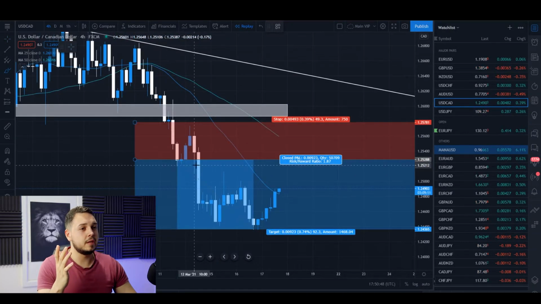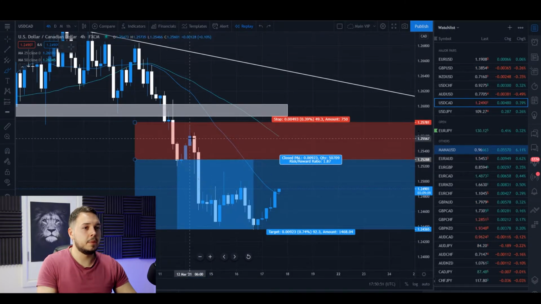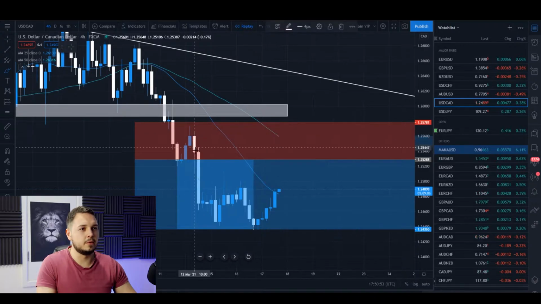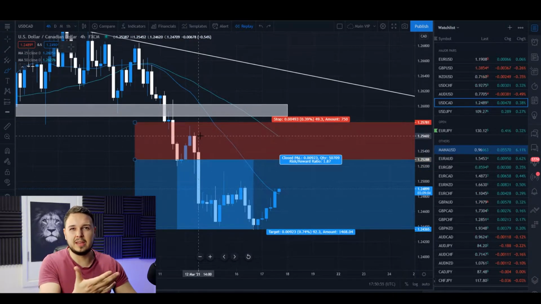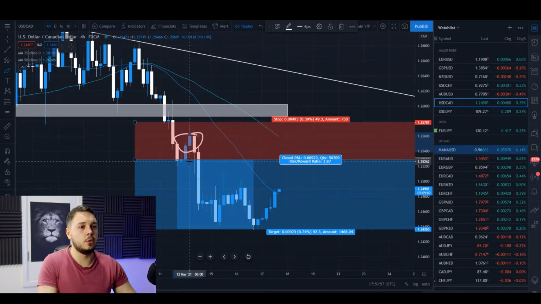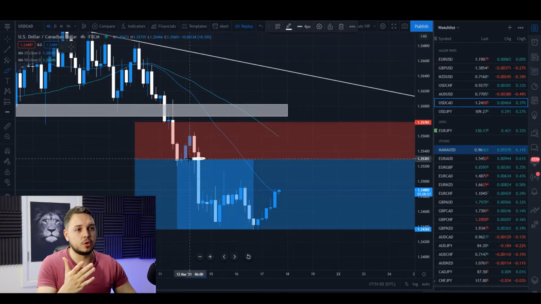So I entered this USD CAD trade around this area zone. I believe in the last few minutes it was going up and down, and I thought, okay, it's probably going to be a bearish engulfing candle, and it was. I did manage to enter the trade a little bit earlier.